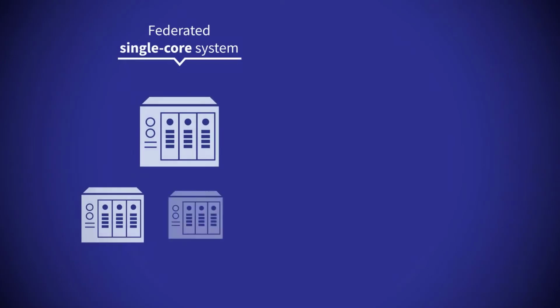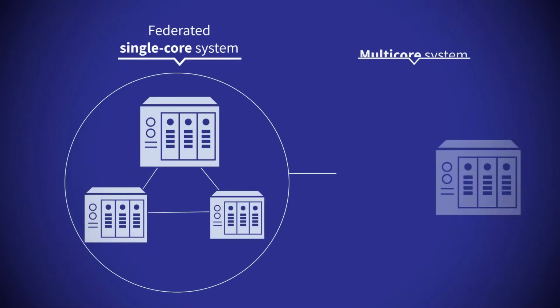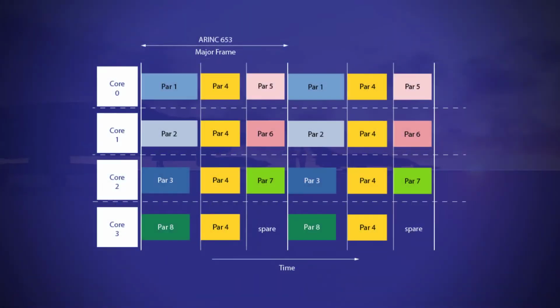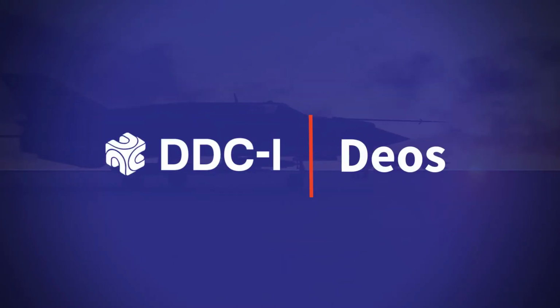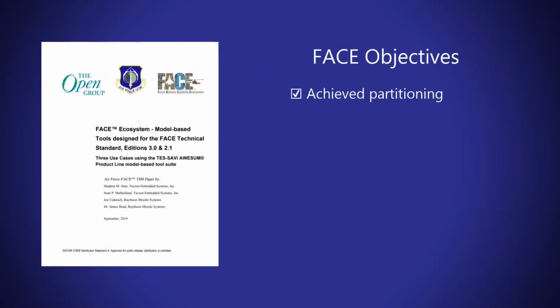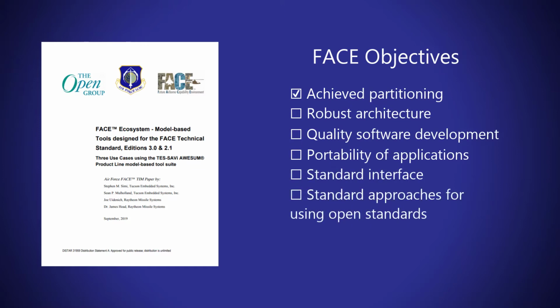Assuring partitioning on a unicore is challenging, but largely a solved problem. Assuring partitioning on a multicore system is much more difficult. The use of an ARINC 653 compliant RTOS like DDC-I's DOS meets a FACE requirement and implies partitioning is achieved. However, these advanced RTOS technologies are not sufficient in themselves to prove that partitioning is robust.